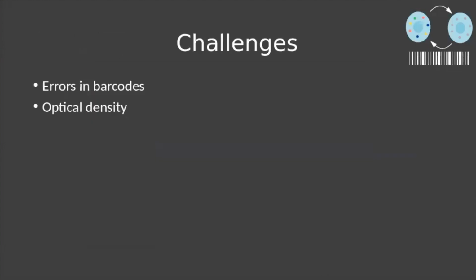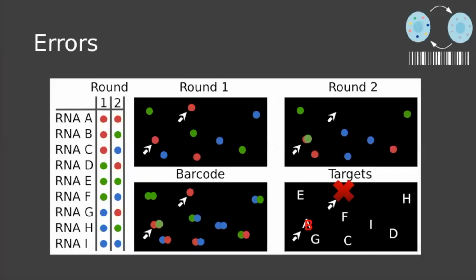However, there are 2 big challenges with barcoded methods. The first is that there can be errors in the barcode. Like if you label the same molecule multiple times, you increase the chance that something goes wrong. And secondly, the optical density is an issue, and I will come back to that later. So first, let's look at the errors.